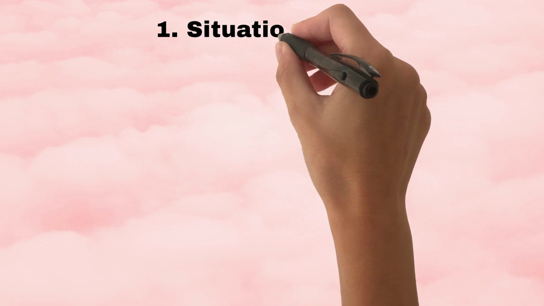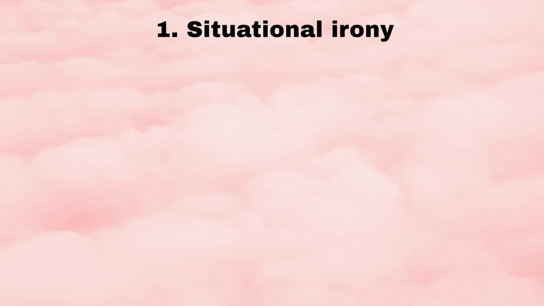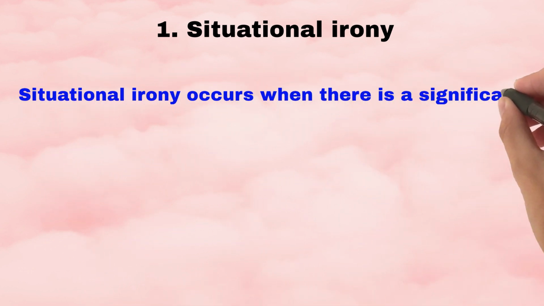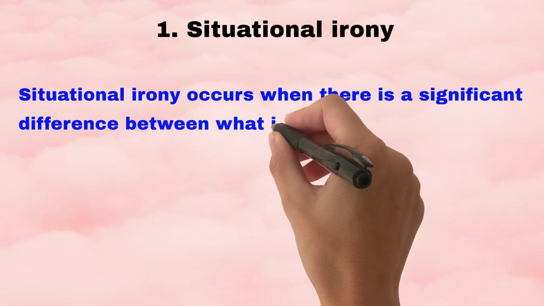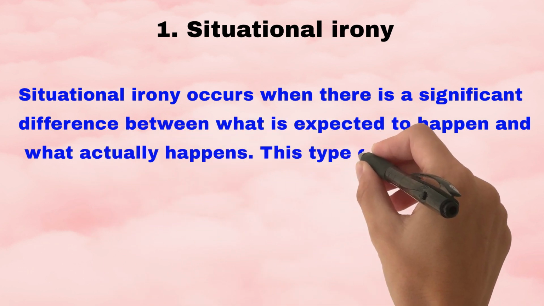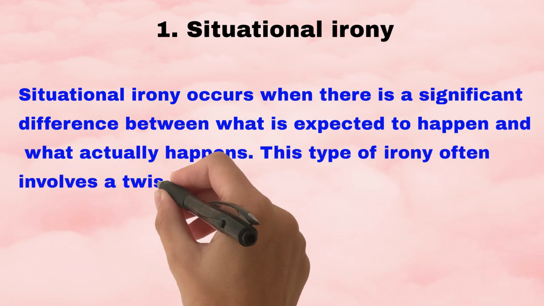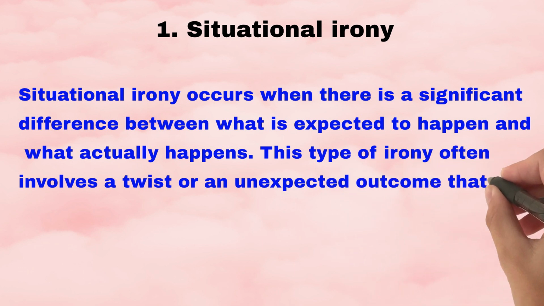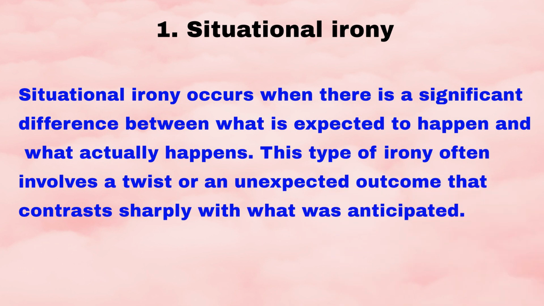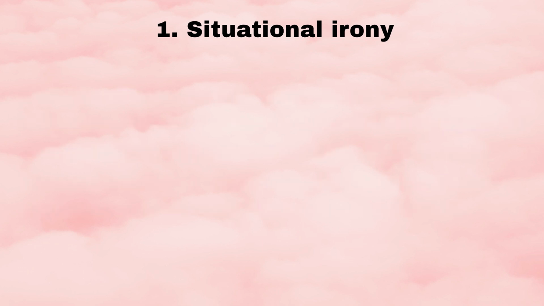First one is situational irony. Situational irony occurs when there is a significant difference between what is expected to happen and what actually happens. This type of irony often involves a twist or an unexpected outcome that contrasts sharply with what was anticipated. Previously discussed examples also come under situational irony. Let's look into some more examples.